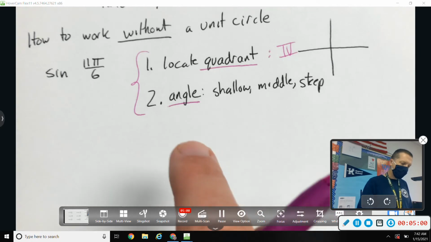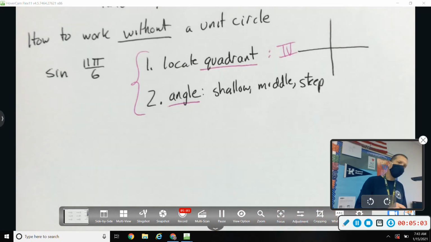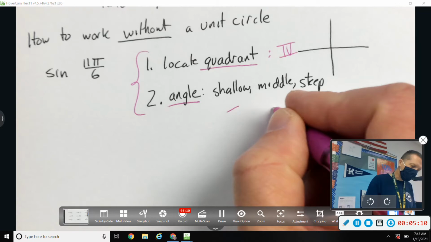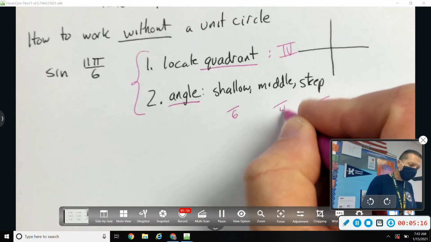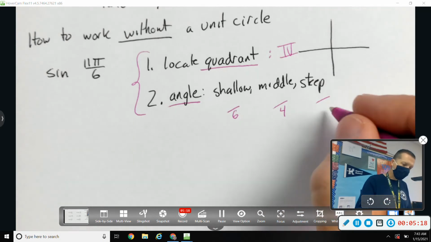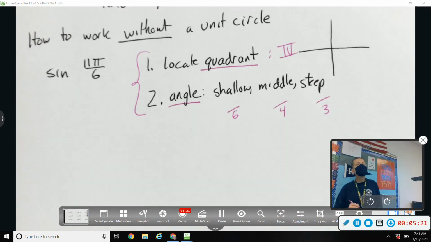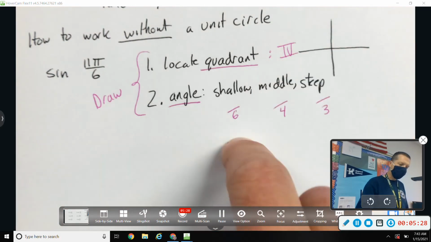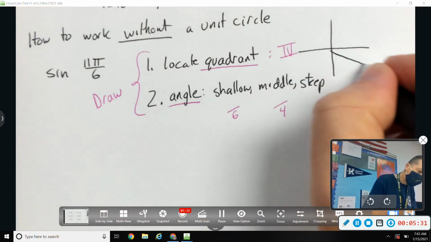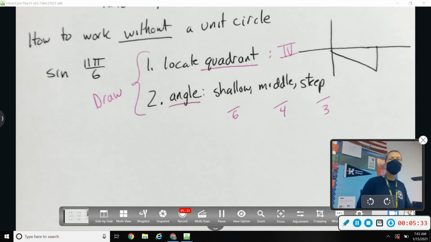So quadrant 4, is it a shallow, middle, or steep angle? This one you may not remember, that it has to do with that denominator. Anything over 6 is a shallow angle. Over 4 are the middle angles. And over 3 are the steep angles. So I'm going to draw my angle in the fourth quadrant as a shallow angle. Fourth quadrant, shallow angle.